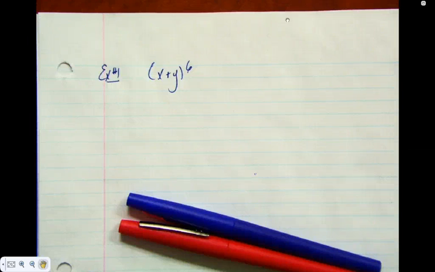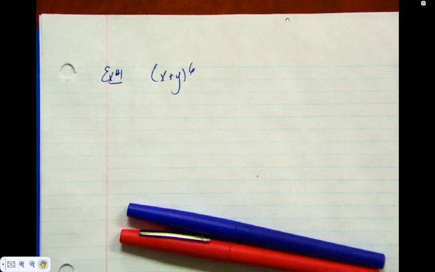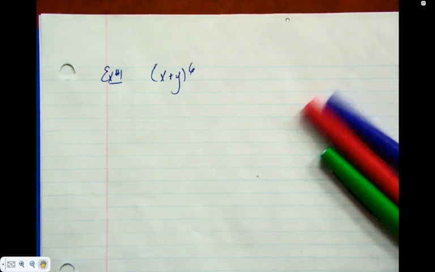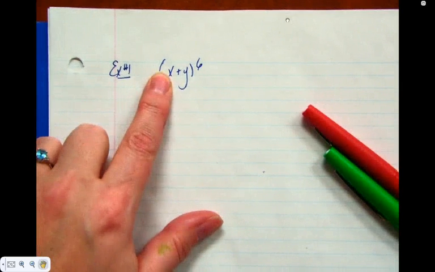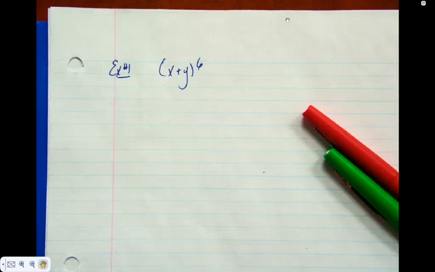Again, the point of this theorem is just to be able to get the expansion to this without having to FOIL 6 different times, because it's easy to miss a number or drop a term. I'm going to do it with 3 colors because I'm going to do 3 stages. I'm going to look at the x's first, then I'm going to switch colors and do the y's, then I'm going to come back and do the coefficients in a first color.